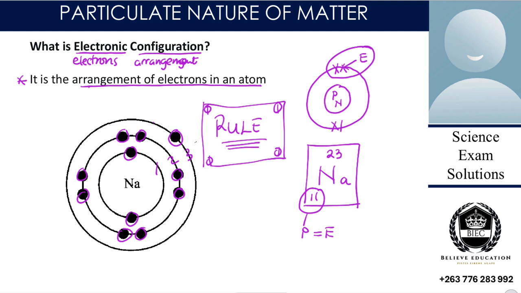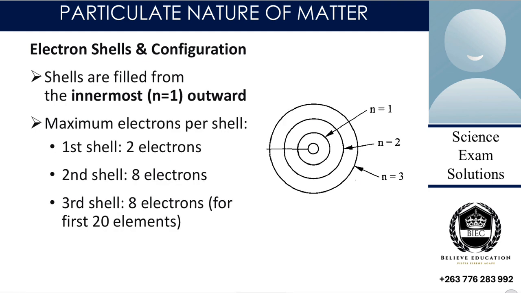But in this first slide, the main thing we need to understand as primarily important is that electronic configuration is the arrangement of electrons, the arrangement of electrons within shells. Each and every shell has its rule on how it is filled. So let's look at that. Electronic shells and configuration.